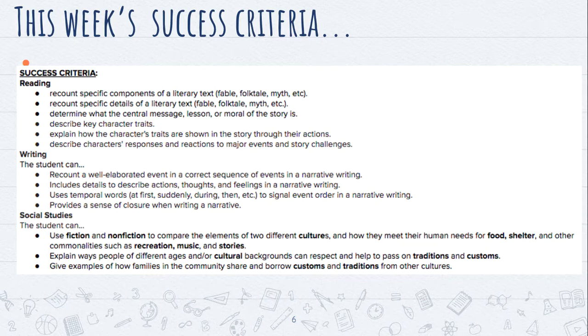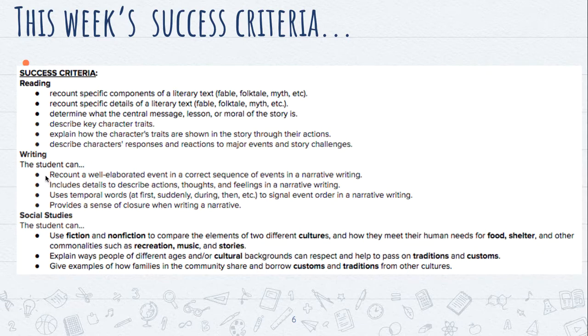Here's our success criteria for the week. In reading to be successful, you will need to recount or be able to retell, talk about, remember specific components of a literary text. Also talk about specific details of a literary text. Determine what the central message, lesson, or moral of the story is. Describe character traits. Explain how they are shown through the character's actions, and describe how a character responds and reacts to major events and challenges in the story.